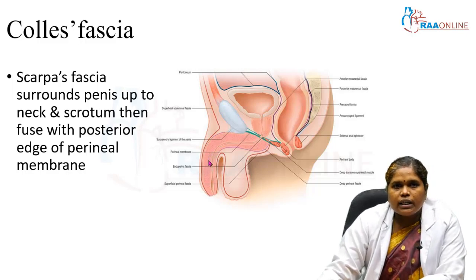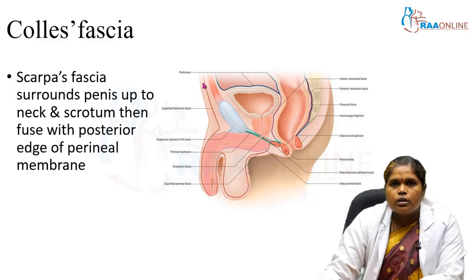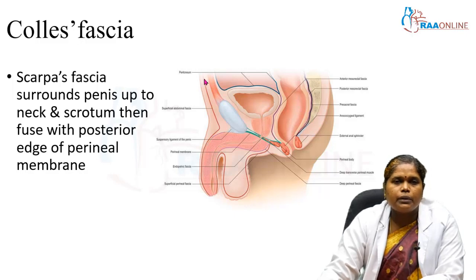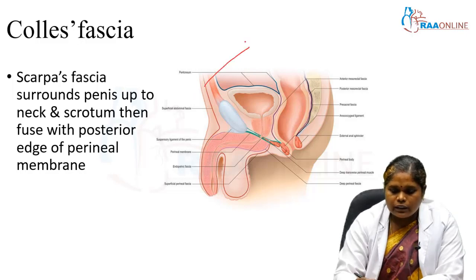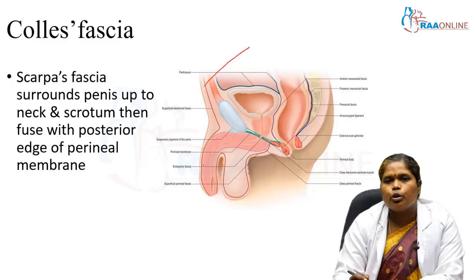So the Colles fascia is nothing but a continuation of Scarpa's fascia. What you see here is the anterior abdominal wall. In the anterior abdominal wall, you all know there is no deep fascia in the abdomen. Instead, there are two layers: a superficial fatty layer, known as Camper's fascia, and a deep membranous layer, known as Scarpa's fascia. So this is Scarpa's fascia, and it is continuous with the Colles fascia.